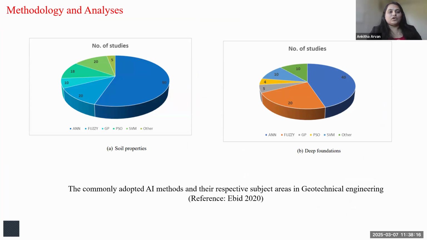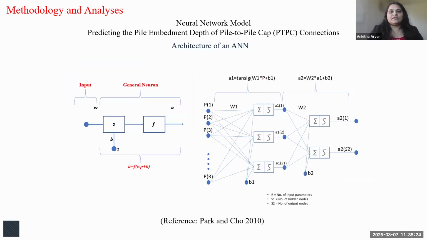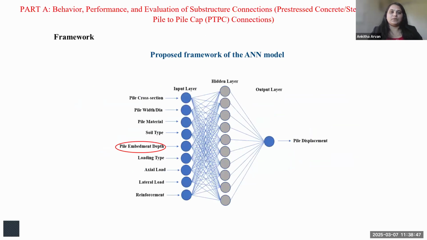So I see that ANN was mostly used, and that's the reason I adopted artificial neural networks for this study. Here is the general architecture of the ANN. This is mainly for predicting the pile embedment depth. Initially I did it for PTPC connections, and then I moved forward with the pile embedded in multi-layered soil strata. So we have the input neurons and the general neurons, and then the training set, which I will explain further. Here, for part A, we had all these properties that were affecting the pile responses.